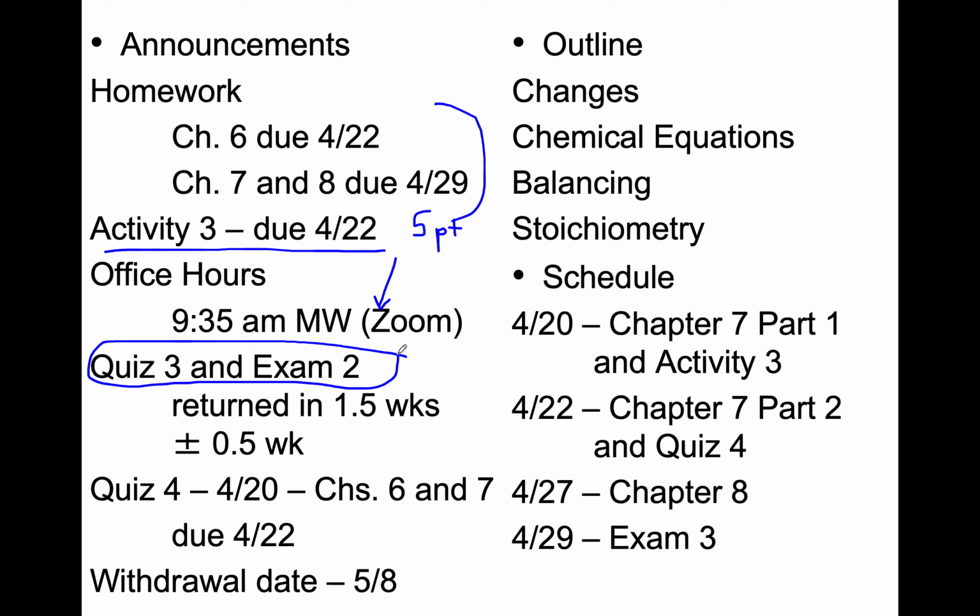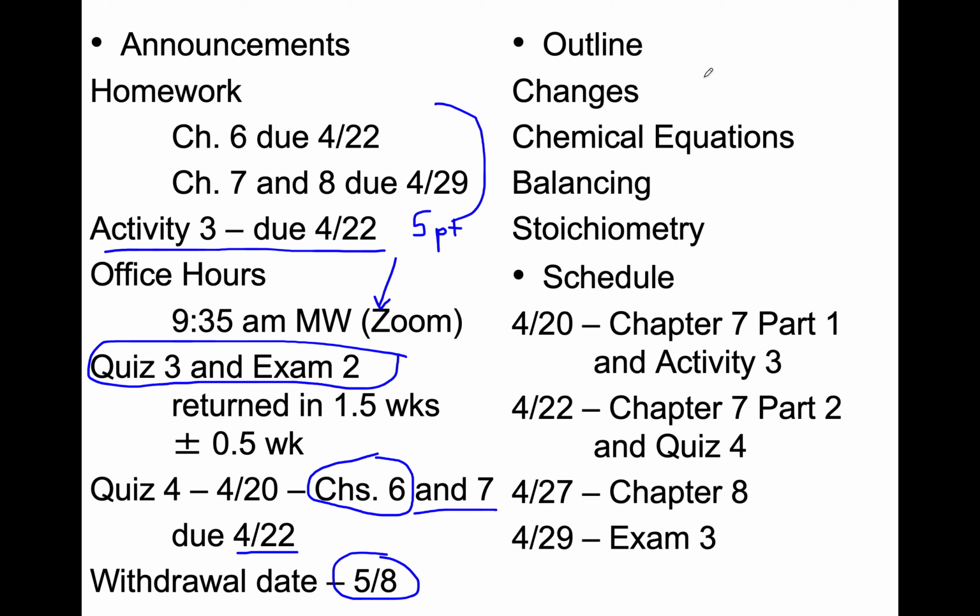Quiz 3, exam 2. I've graded quiz 3, and you should have your grades and comments. If you're having trouble accessing any of those, please let me know. Exam 2 I'm still working on. Quiz 4 is going to be over chapter 6 and part 1 of chapter 7, and that's due on April 22nd at the end of the day. And again, if you're considering withdrawing, let me know.